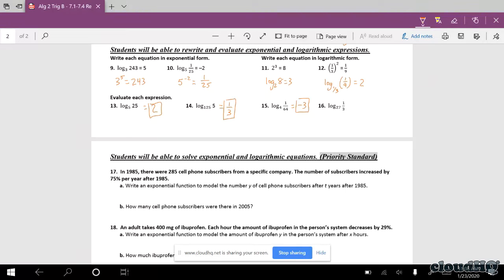Number 16, it's a combination of the ideas of 14 and 15 together. To get from 27 to 3, we had to do a 1/3 power. So we'd write 1/3, and because it's in the denominator, it needed to be negative, so -1/3. Then we go to the second page.